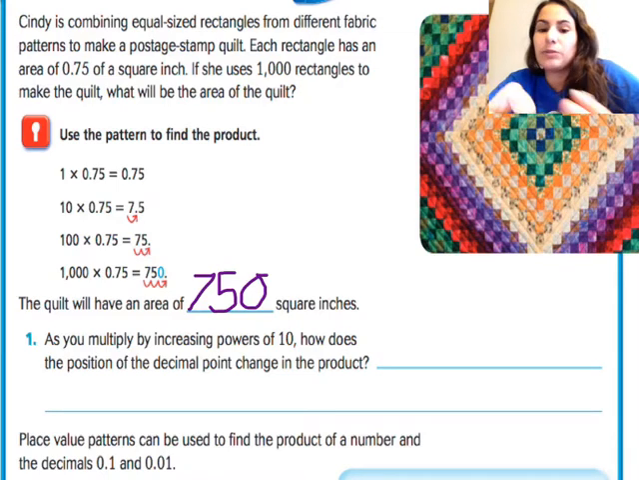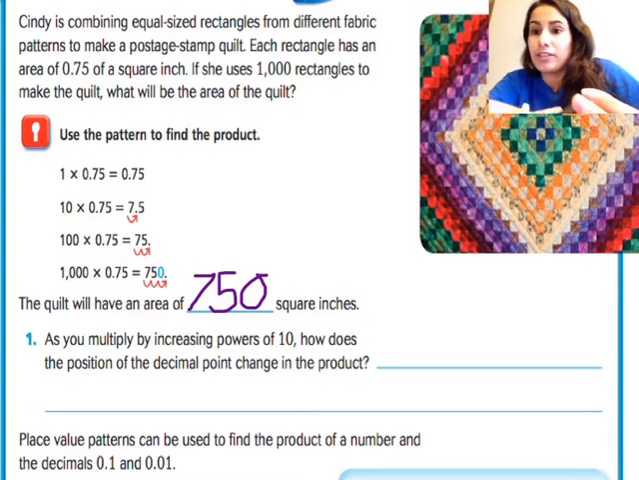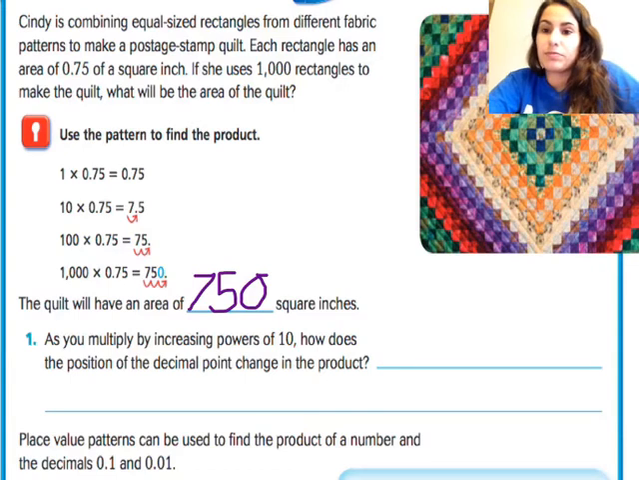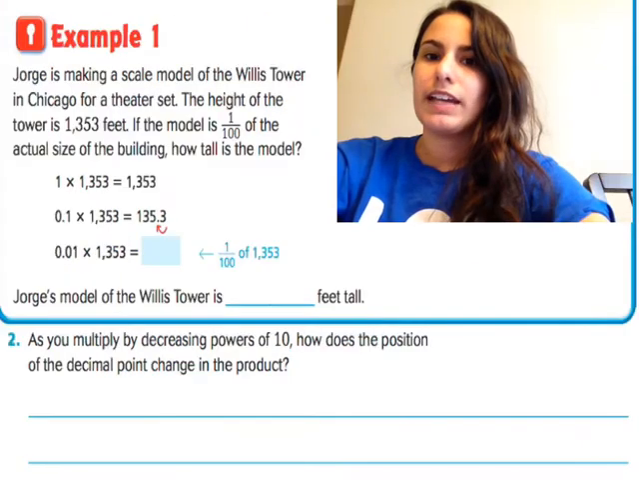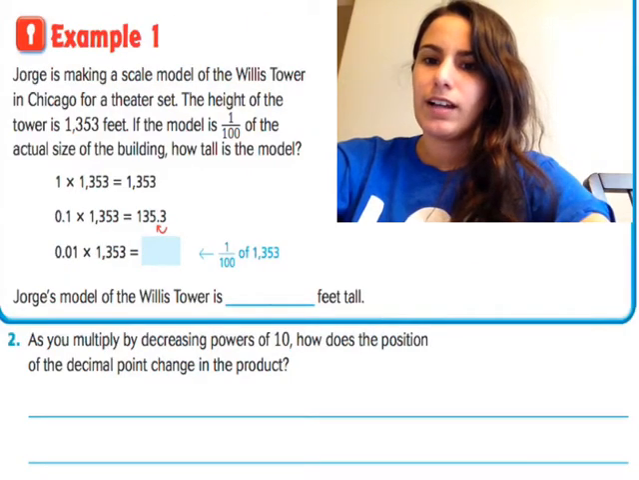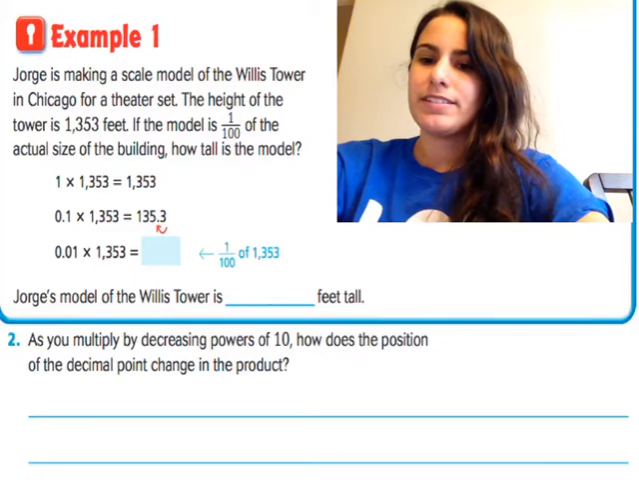As you multiply by increasing powers of 10, how does the position of the decimal point change in the product? Well, we just talked about that, so think about that. You should probably know the answer to that question. As we multiply by those powers of 10 over here, how does the decimal point move? Place value patterns can be used to find the product of a number and the decimals 0.1 and 0.01. Now if I'm going to go the other way, I'm going to multiply by a decimal.